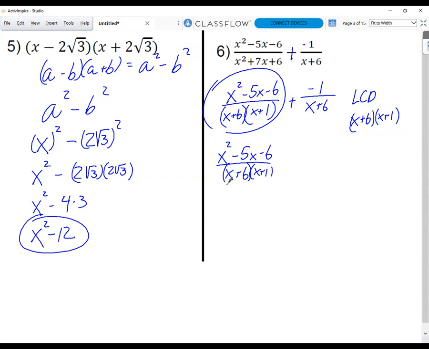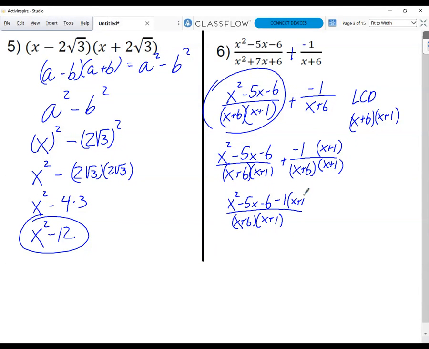And then this one over here to the right, we're going to have plus negative 1. It's already over x plus 6, so we need to multiply through by x plus 1 over x plus 1. And then from here, now we can write everything over the same common denominator of x plus 6, x plus 1. And we have x squared minus 5x minus 6 minus 1 times x plus 1.